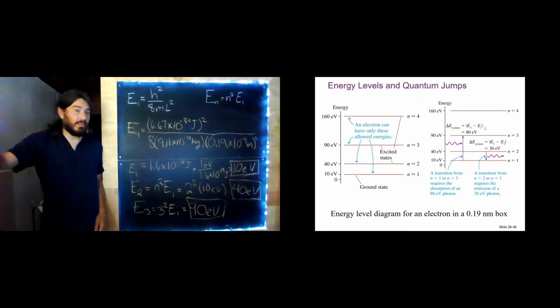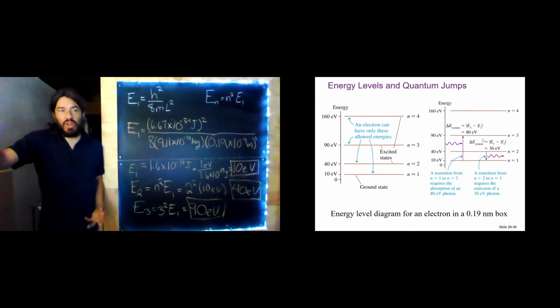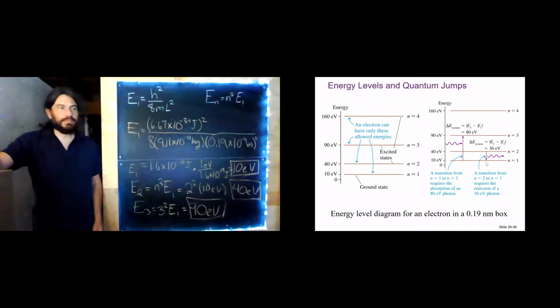This is what we call a quantum jump. And as far as we know, this happens instantaneously. So the particle might be in the n equals 3 state, and maybe it releases an 80 electron volt photon, and then it instantly jumps to the n equals 1 state. It doesn't travel through these other states. It just immediately goes from the n equals 3 to the n equals 1.